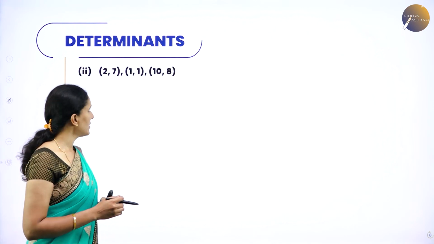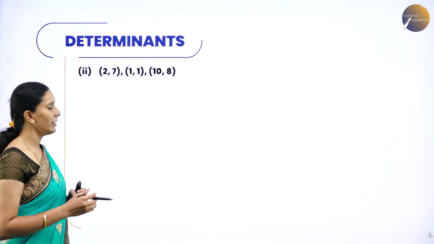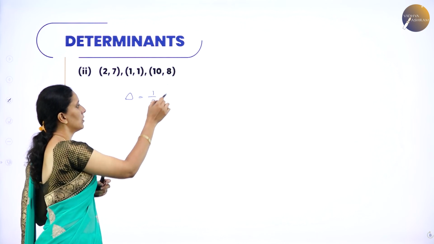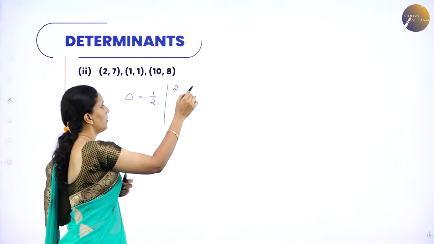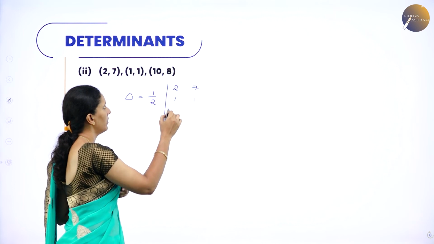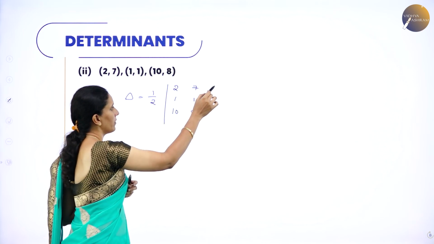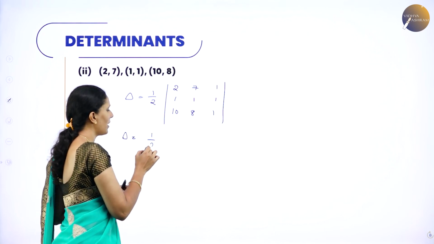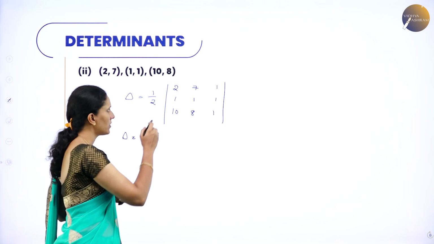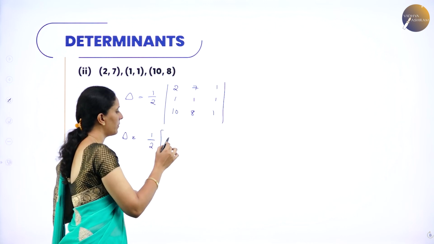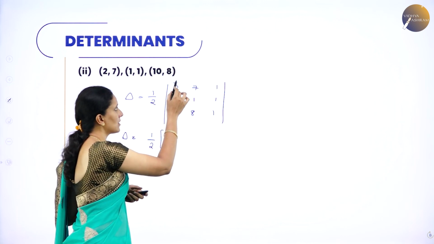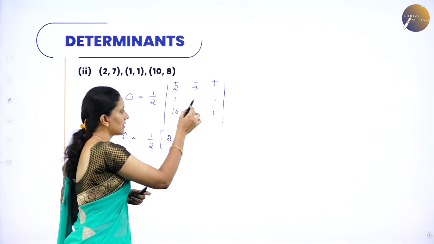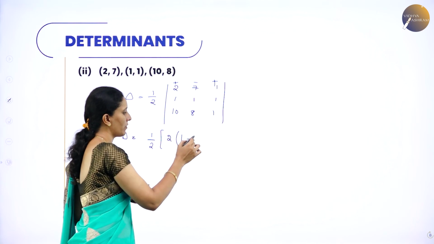So, the next question is (2, 7), (1, 1), (10, 8). So, let me take delta is equal to half of the determinant with rows 2, 7, 1; 1, 1, 1; 10, 8, 1. So, delta is equal to, you can expand with the help of any row or any column. Let me take the first column. So, the signs are plus, minus, plus for this. Take the determinant value of these: it is 1 ones are 1 minus 8 ones are 8.